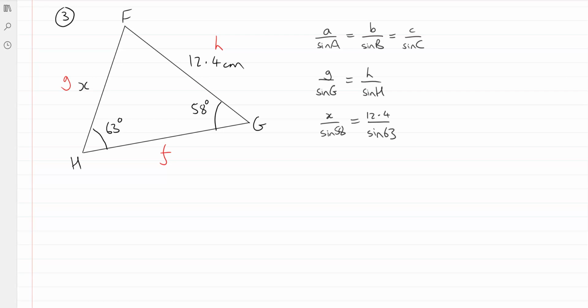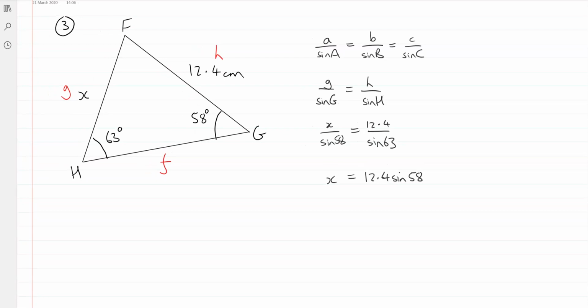So again, x over sine 58, this is division, so if we times both sides by sine 58, you get just x on the left because it cancels the bottom, and on the right we're just going to put sine 58 on the top of our fraction, over sine 63. And then we can get our calculator out, put that in your calculator, and you should get your answer for x. 12.4 times sine 58 divided by sine 63. So 11.80, etc. So x is 11.8 centimeters to 3 significant figures.